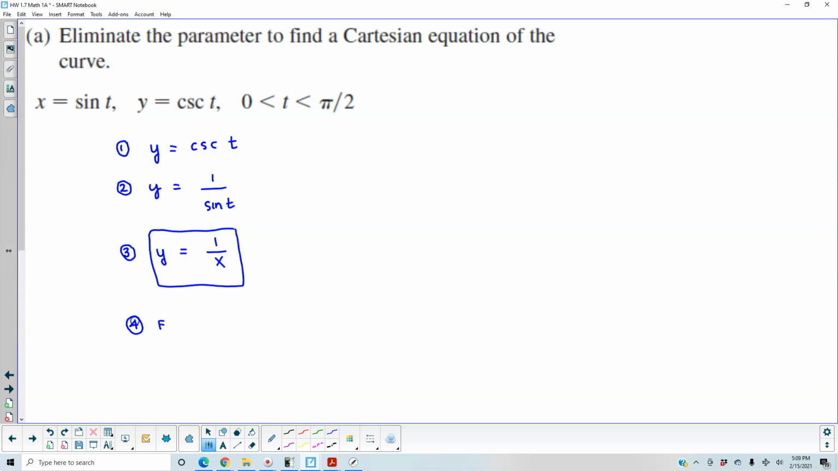And so for the interval, for where t is in between 0 and pi over 2, that implies that x is going to be in between 0 and 1, and that y is greater than 1. So if we look at this equation, y is equal to 1 over x, it's going to be a hyperbola, but again, there's restrictions on that when we actually draw the curve.